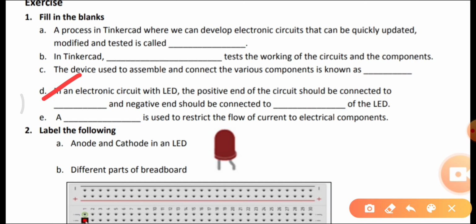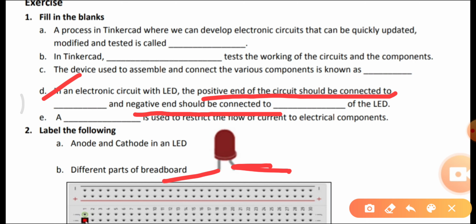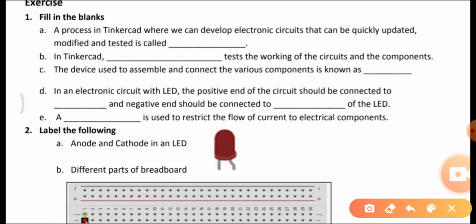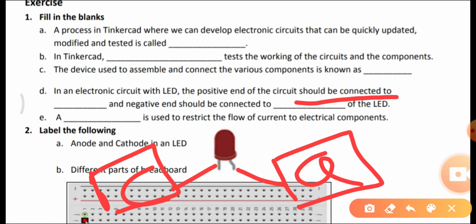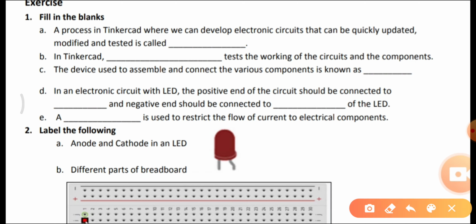The answer is C. In an electronic circuit with LED, the positive end is connected to the anode, and the negative end should be connected to the cathode. See, here is a cathode and here is an anode. The curved leg is the anode and the straight leg is the cathode. So the negative end is connected to the cathode and the positive end is connected to the anode. So the answer is here anode, and here negative for cathode.